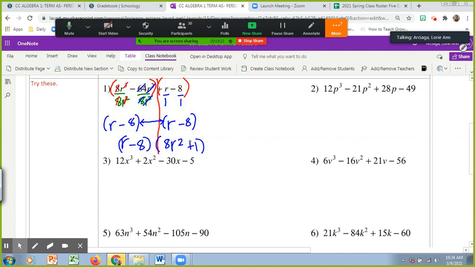Okay, so we bring down the r minus 8 only once. Yeah, so you bring that down only once. And then these will come from your GCF. We just combine them together. 8r squared plus 1. Okay, let's try again, shall we?